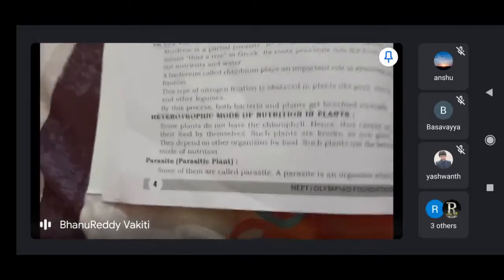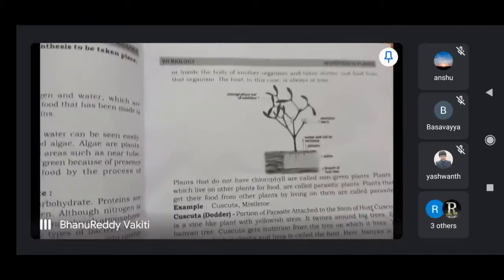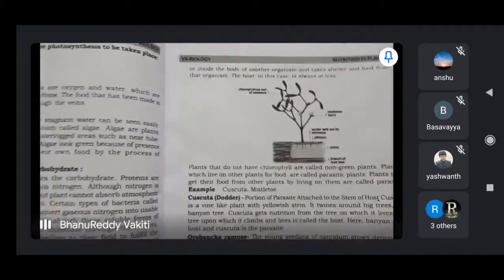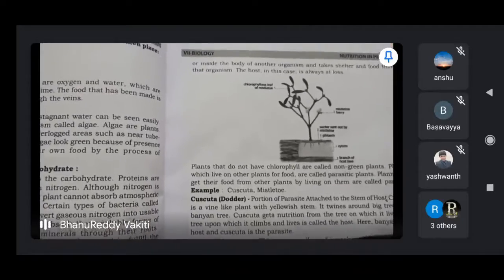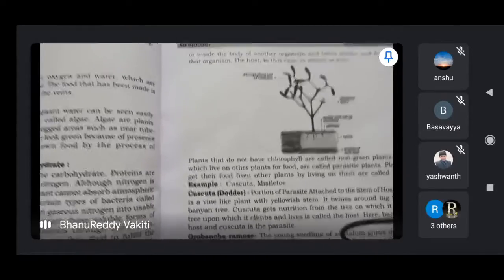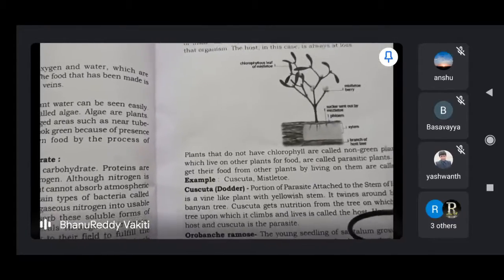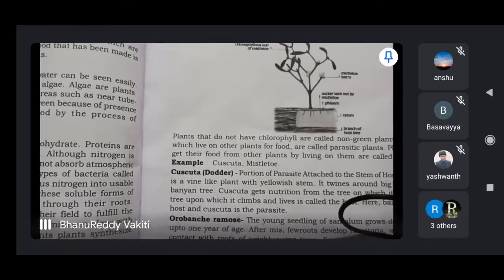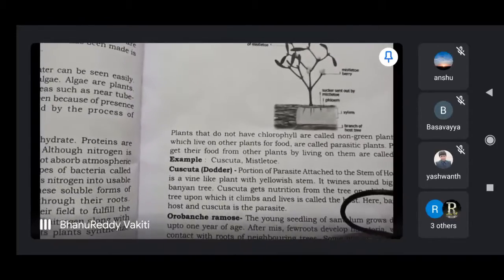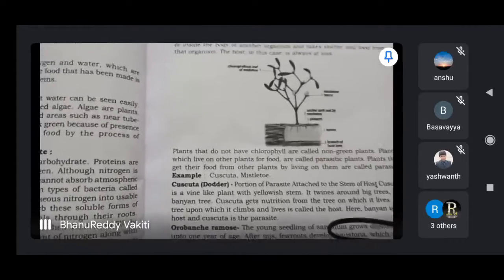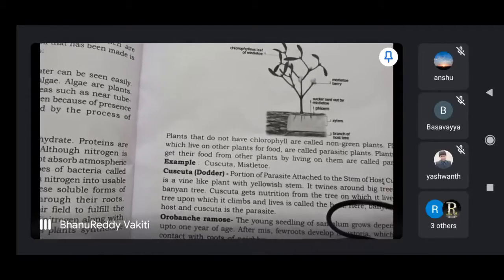Parasites means these are the organisms which live on or inside the bodies of other living organisms. They are called host plants. Whatever they select for shelter, that is the host, and these are parasitic. They do not have chlorophyll, they are non-green plants, but they collect their food from the host plant, which participates in photosynthesis. They grow on it and depend on that for food.